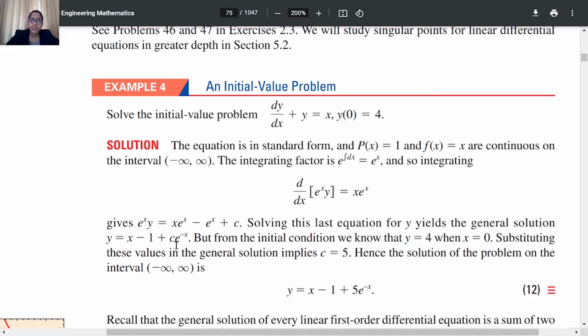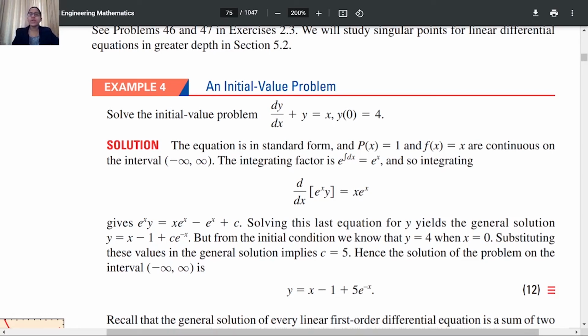Now we can determine the value of c. How? y of 0 is 4, that is when x is 0 the value of y is 4. Okay, so put x is equal to 0 in this equation. So this will be 0 minus 1 plus c into e raised to 0. e raised to 0 is nothing but 1. So we get c minus 1 is equal to 4. That is c is equal to 4 plus 1, which is 5. So the particular solution of this initial value problem is nothing but y is equal to x minus 1 plus 5 into e raised to minus x.